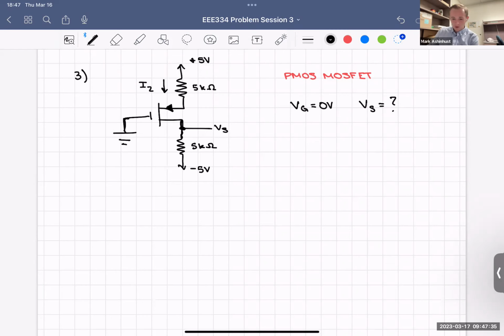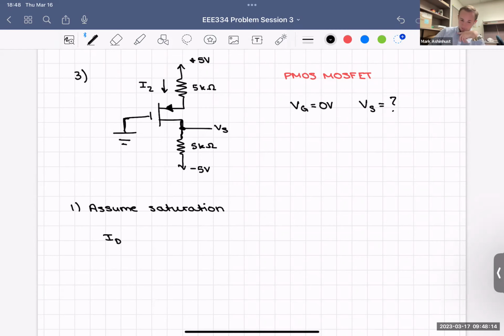So in this case, when we're solving for it, you can do what we did in the first one, which is assume. We're going to assume, is this in saturation or is this in triode? I usually, like I said, would assume saturation. Saturation is usually where things run. That's where everything gets done usually in circuit design. So we're going to assume saturation.